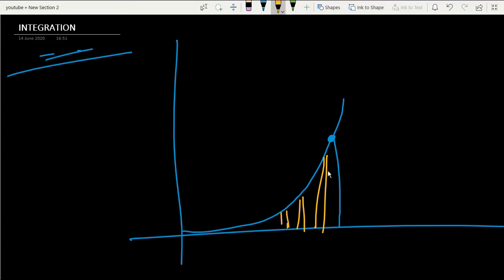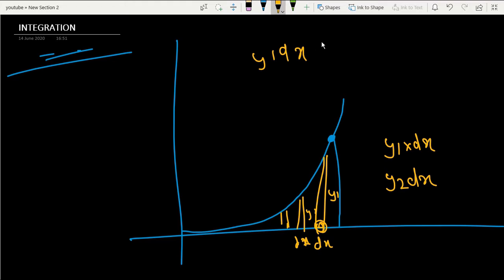So the length of this one is going to be y1, for example, and since this width is very small, we are going to take it as dx. So the area will be length into breadth, which is y1 into dx. Simple. For this, let's take this as y2 and this as dx. Then this will be y2 dx. Similarly we're going to do it for all the strips, and in turn the total area will be y1 dx plus y2 dx plus y3 dx and so on.